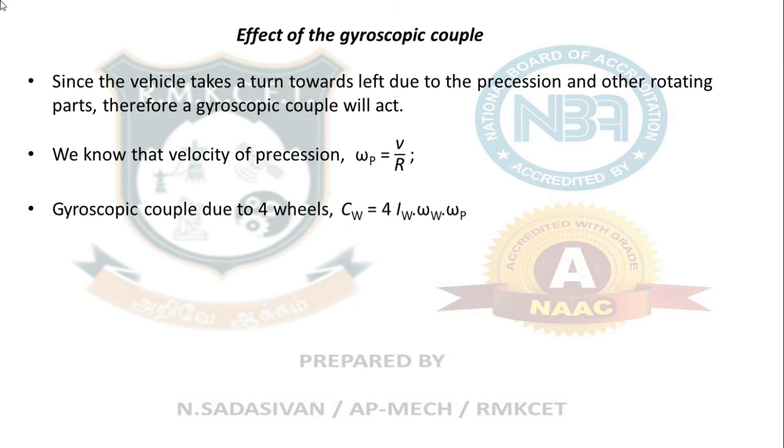Gyroscopic couple due to the four wheels, 4 into I omega omega p. I of wheel, omega p of wheel. Right? So how to find that omega p is shown above. Velocity of the car in kilometer per hour, you convert to meter per second, divide that by the radius of the road, the turn you are taking. So that gives you omega p. So I omega w is the spin speed of your wheel. The wheel is going around at 1500 rpm, that you convert to omega.